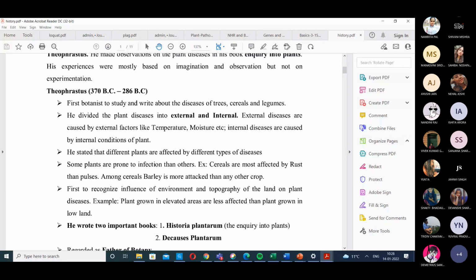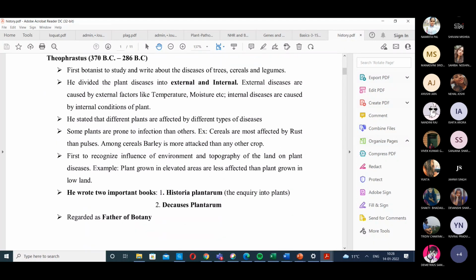So what he did, he divided the plant diseases into external and internal. External diseases caused by factors like temperature or moisture were categorized in that. Then internal diseases were caused by changes in the internal condition of the plant, right? So a very broad classification he gave. He also observed carefully that it's not the same kind of symptom, because he must have seen different kinds of symptoms on different plants. So that gave him the idea that different plants are affected by different types of diseases, right?